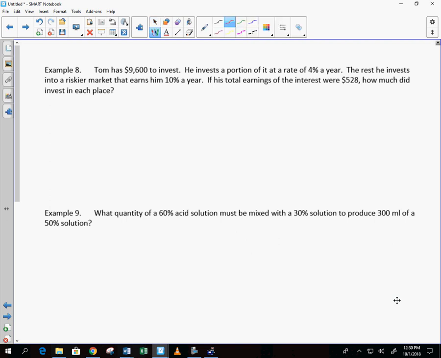So, for example, suppose he put in $5,000 into the 4% account. How much did he put in the 10% account? How do you know? It has to add up to 9,600. Looks like we got an equation. A plus B has to be 9,600. Nice work.